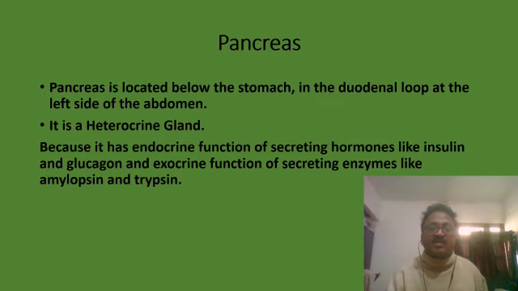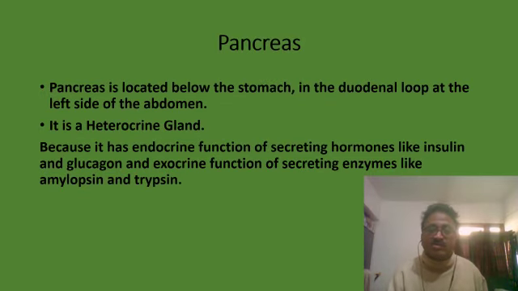Next is the pancreas. The pancreas is located below the stomach in the duodenal loop at the left side of the abdomen. It is a heterocrine gland. This is because it has an endocrine function of secreting hormones like insulin and glucagon, and it has an exocrine function of secreting enzymes like amylopsin and trypsin.